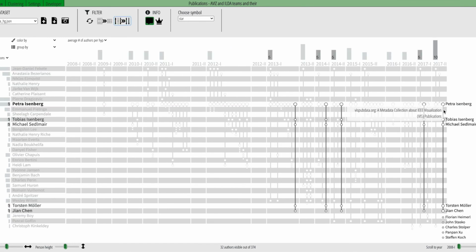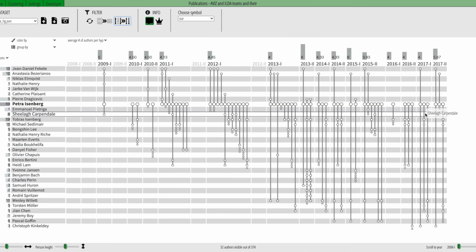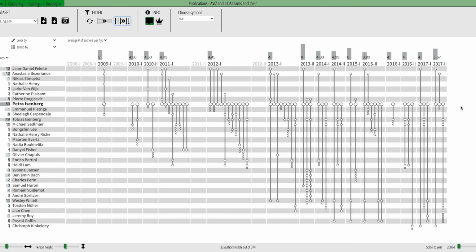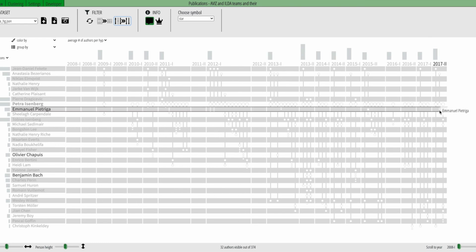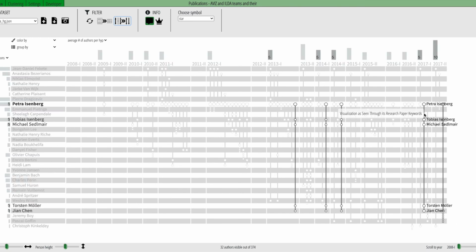After that, the participant highlighted similar edges approaching the cursor to each line. Like in this case, all edges which include Petra and Tobias Eisenberg, Michael Sedlmeyer, Thorsten Moller, and Jan Shen are highlighted, which is a possible answer to this task. In fact, the possibility of highlighting similar edges was added after the fifth participant and was used by 3 of the remaining 4 participants.